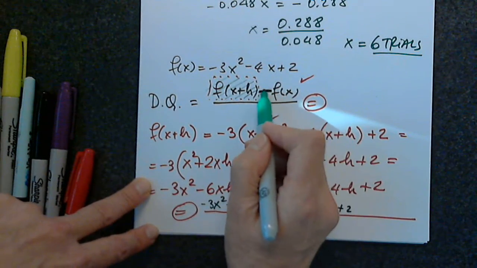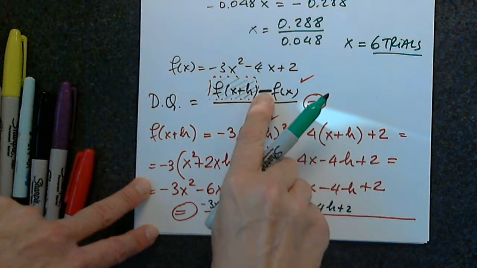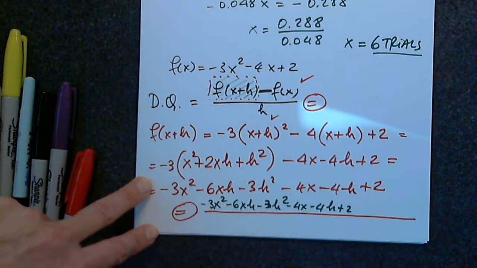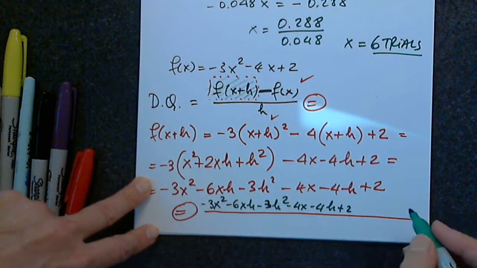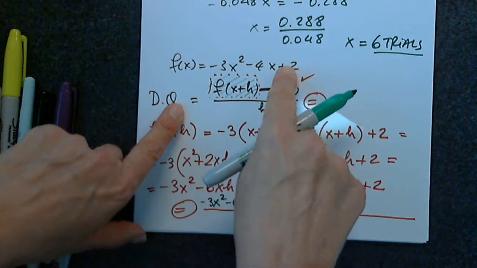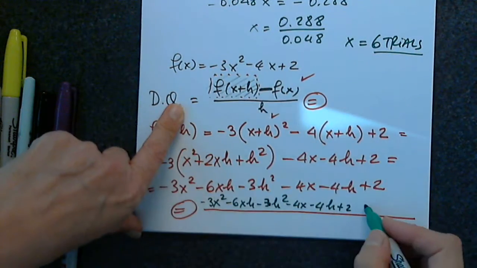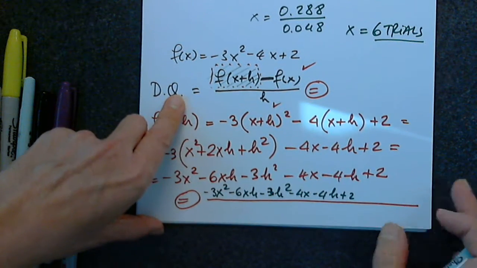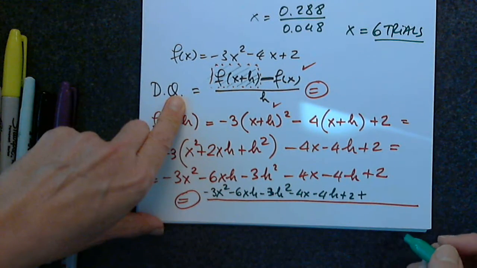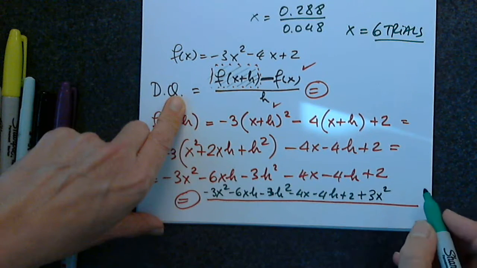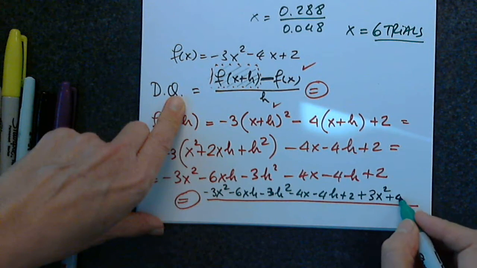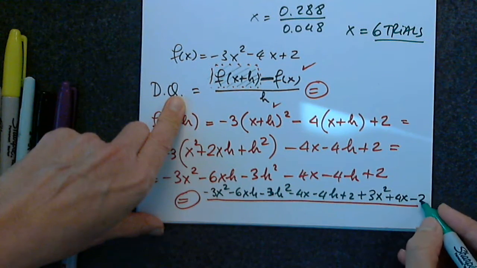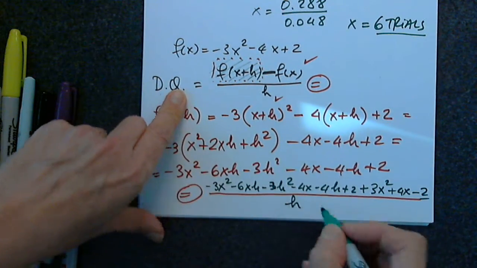And now I reach this stage. This is where I'm at right now. Can anyone dictate the rest? Minus this. Minus f of x. I don't want to write parentheses. Plus 3x squared. Perfect. Plus 4x minus 2. Excellent. And the denominator is h.